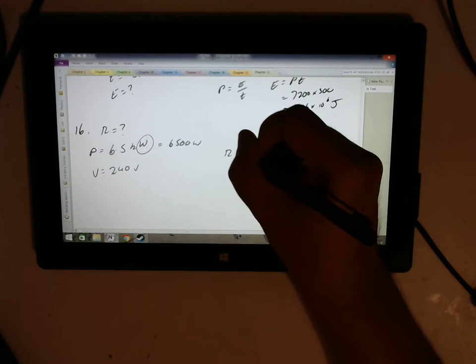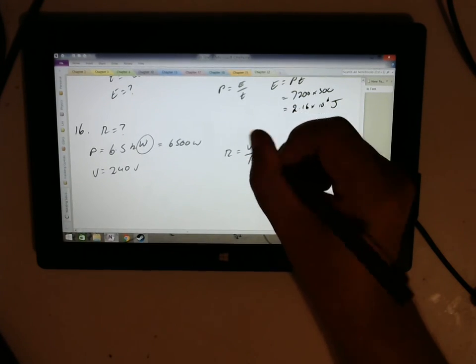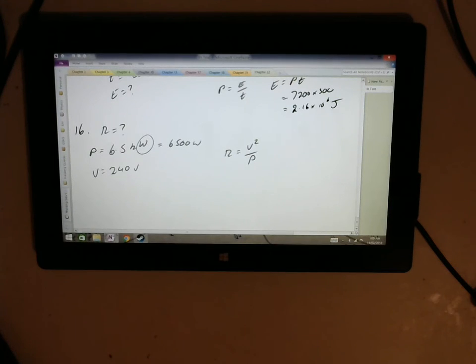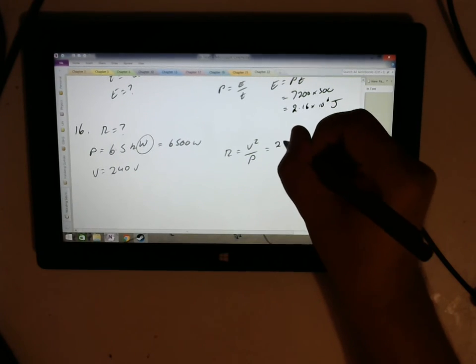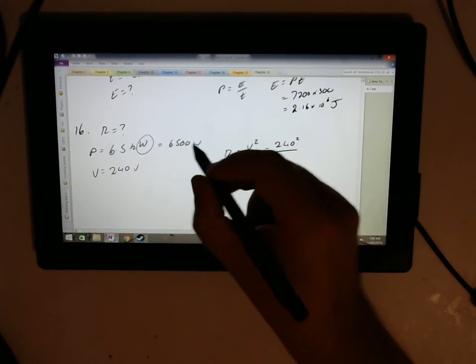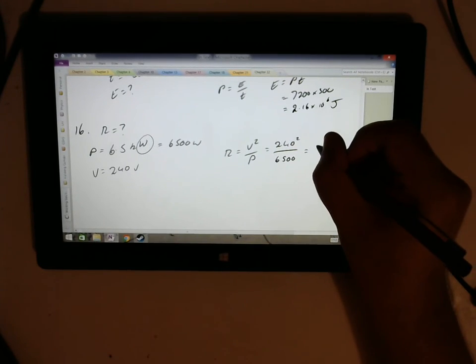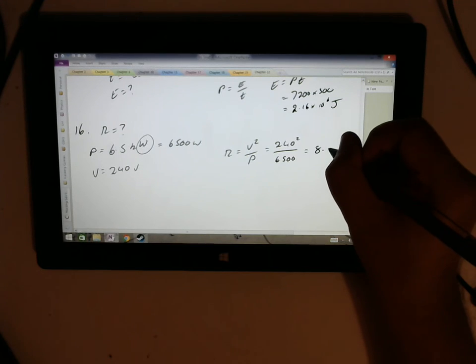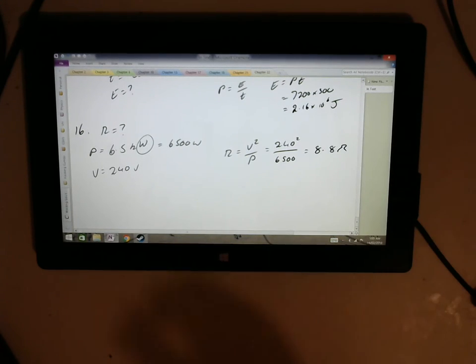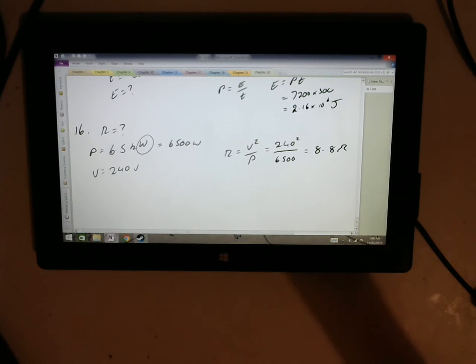We already know we can use these to solve for resistance. So remember, we found that resistance equals V squared over P from those previous equations. Let's type that in: 240 squared divided by 6,500, and that equals that the resistance should be 8.8 ohms. Okay, so a fairly small number, it's a very low resistance.